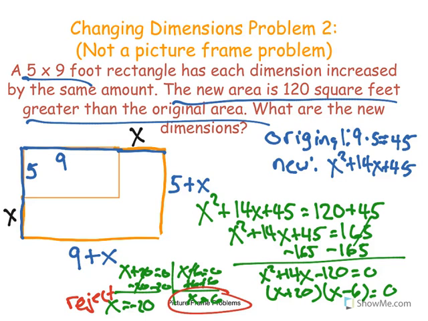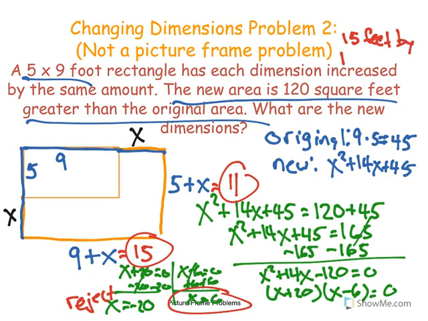Now, what are the new dimensions? Well, if x is 6, then 5 plus 6 is 11, and 9 plus 6 is 15. So my new dimensions are going to be 15 feet by 11 feet, which means 11 times 15 gives me an area of 165 if I want to check it. So my outside rectangle is 11 by 15, which is 165. My inside one I already knew was 45, and the outside would then be 120 greater. So there's my check.